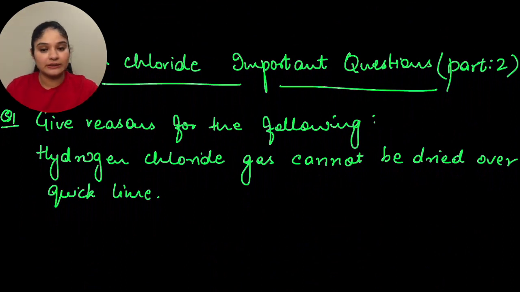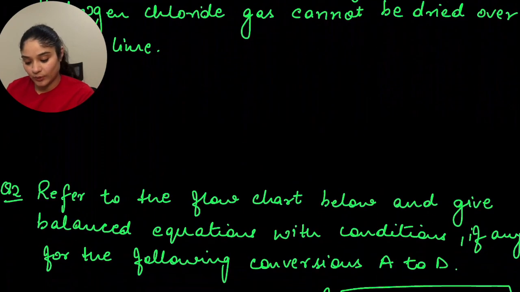The first question says: give reasons for the following. The first is, hydrogen chloride gas cannot be dried over quicklime. So why is that? That is because hydrogen chloride gas ends up reacting with quicklime and forming calcium chloride. So that is the reason we do not dry hydrogen chloride over quicklime. Another important thing is that I am not writing the answers. This is more like a discussion so that in less amount of time we can go through more questions. So let's move ahead to the next one.